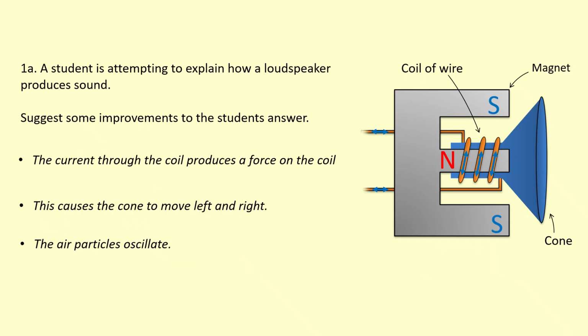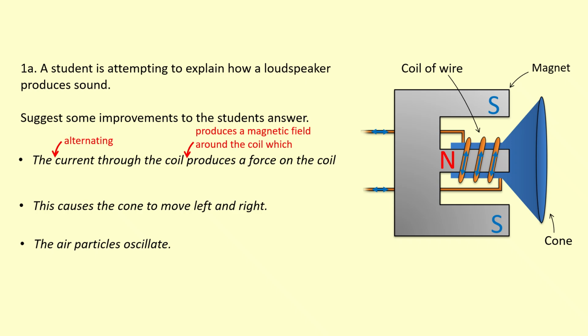Okay, in this example, students attempt to explain how a loudspeaker produces sound. Suggest some improvements to the student's answer. So the first section says the current through the coil produces a force on the coil. So first of all, it's an alternating current that goes through the coil. And we can also say the current produces a magnetic field around the coil, and that interacts with the magnetic field that's already there to produce a force on the coil.